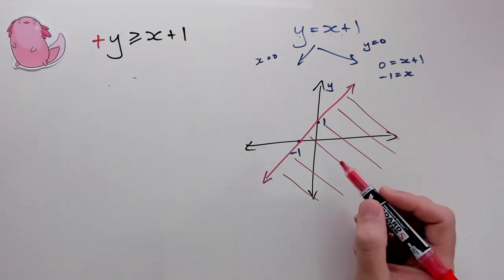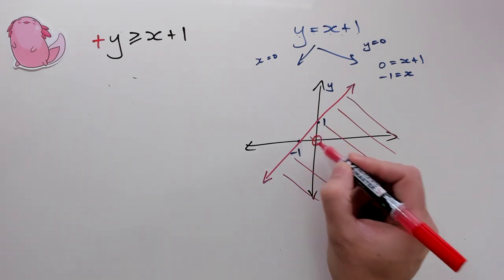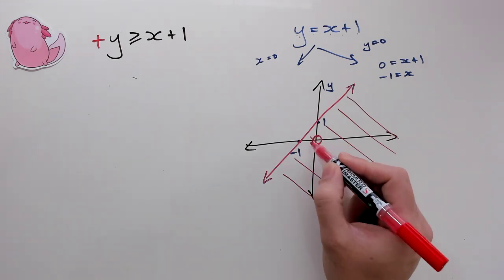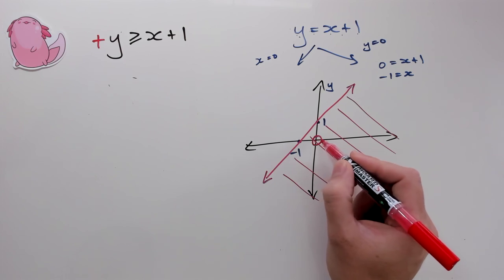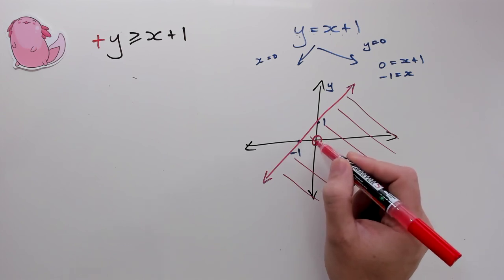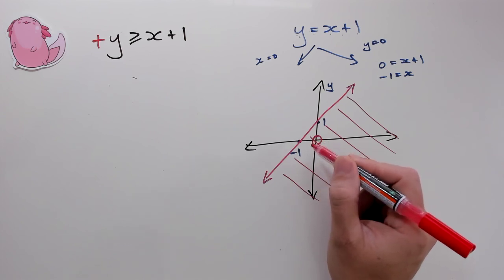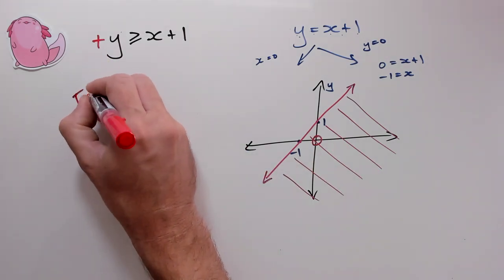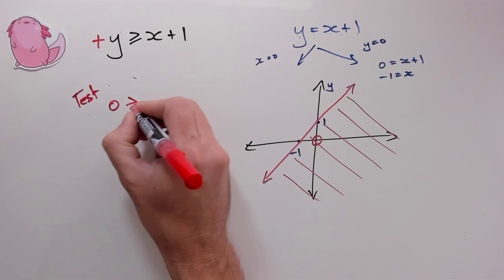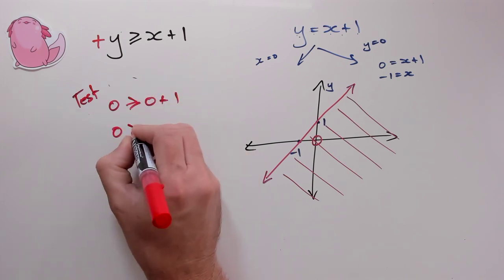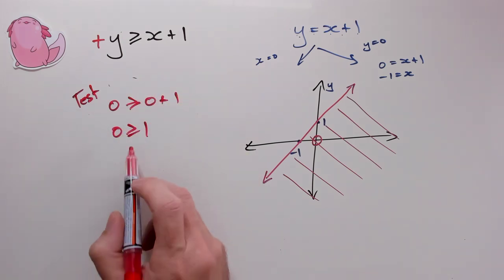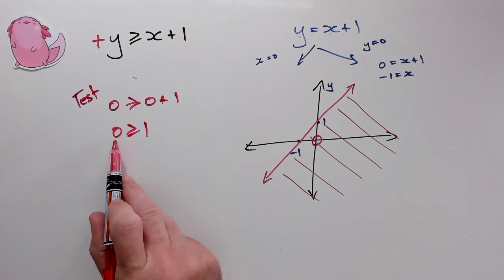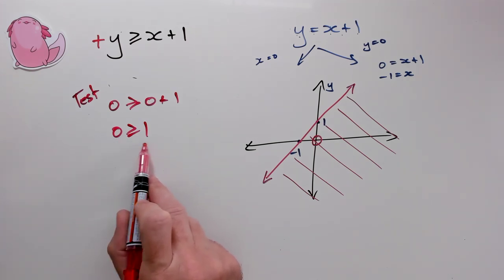We can do our little test and we can choose the point 0, 0. If I were to put 0 in here for my y and my x value, then I would be left with, now this is just my little test, 0 bigger than or equal to 0 plus 1, so 0 is bigger than or equal to 1. If you look at this and you see, well, 0 bigger than 1, that doesn't really make sense.